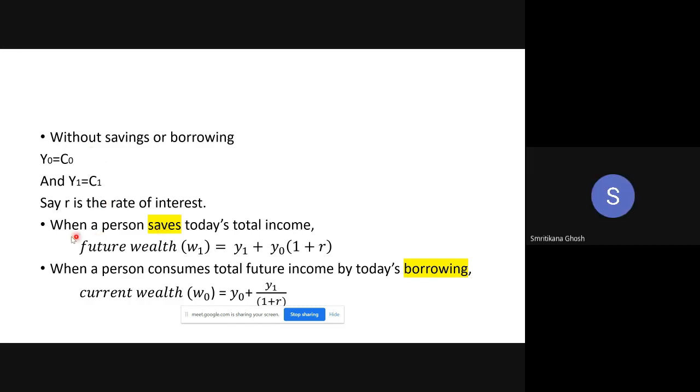Yes, it is written: when a person saves today's total income. Ma'am, why is Y0 also added? Because Y0 is there in the bank, and then we will get interest on behalf of that. No, no, because tomorrow your life will end tomorrow. So you will get your capital as well as interest from the capital.